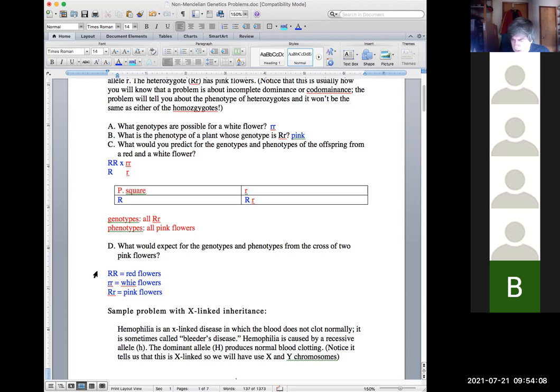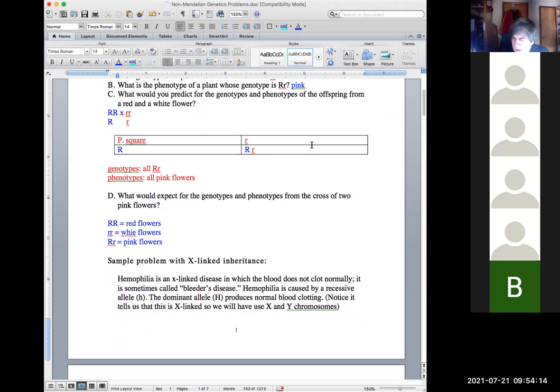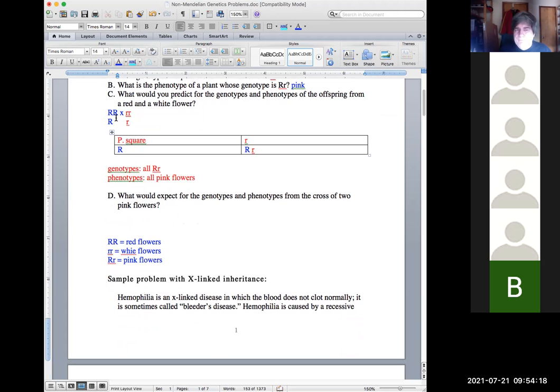Okay, now let's look at D. What do you expect for the genotypes and phenotypes from a cross of two pink flowers? Okay, if dad produces pink flowers, he's big R, little r. If mom produces pink flowers, she's big R, little r.